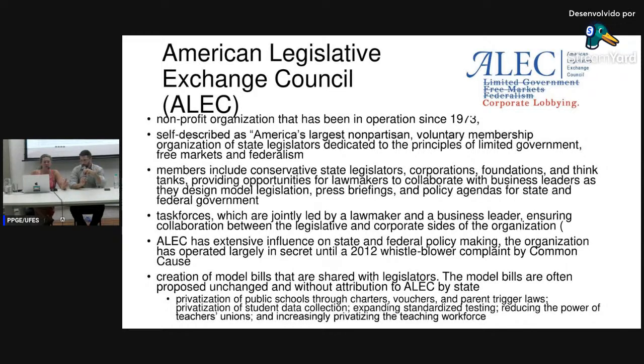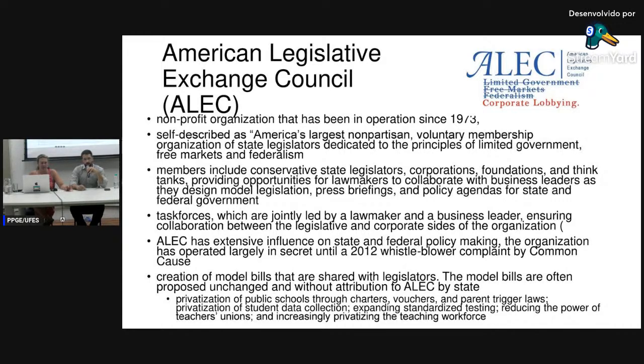So the issues include privatization of schools through charters and vouchers. Isso inclui a privatização da educação em voucher e charter school. And something called parent trigger laws, in which parents can get together to vote to change a school into a charter school. Então, são leis que permitem com que os pais votem e transformem uma escola pública numa escola charter. The privatization of student data collection. E a privatização da coleta de dados dos estudantes.